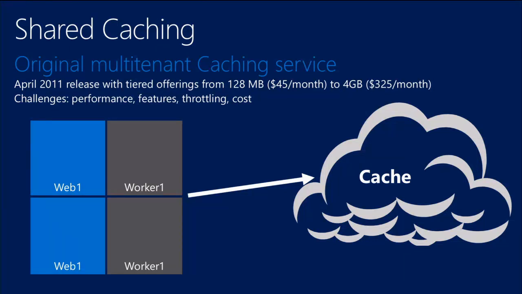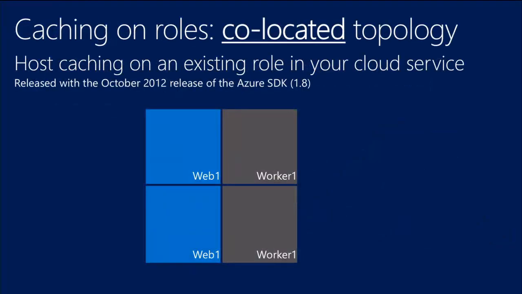And so what Microsoft came out with in October 2012 was Windows Azure caching hosted within the roles of your cloud service. And there are 2 flavors of that type of caching. There's co-located topology, which is where the caching is actually hosted within the existing roles of your cloud service application. So in this example, we've got an application with 2 web role instances and 2 worker role instances, and some of the underutilized memory and resources of the web role is utilized for caching.